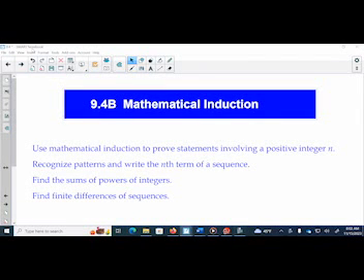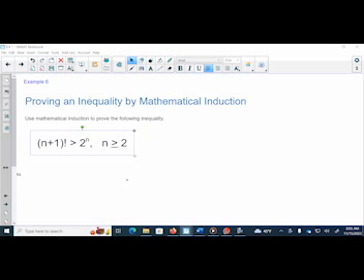This is Mrs. Ward, and I am going to go over the second half of the 9.4 notes on mathematical induction. So again, we're using mathematical induction to prove, when we recognize a pattern, that it works. We're going to continue on what we were working on last class.